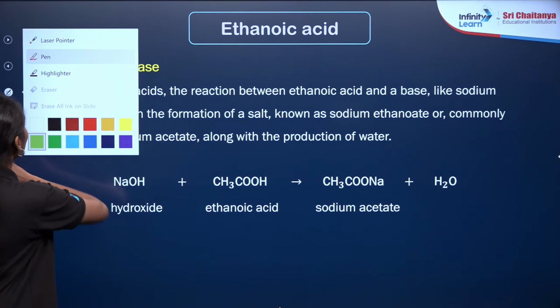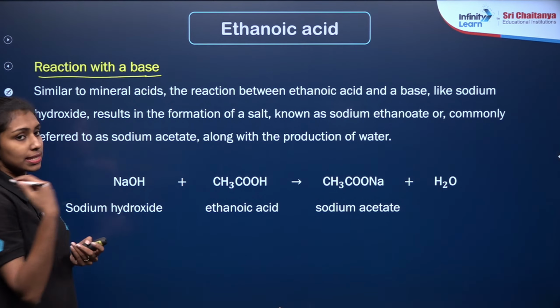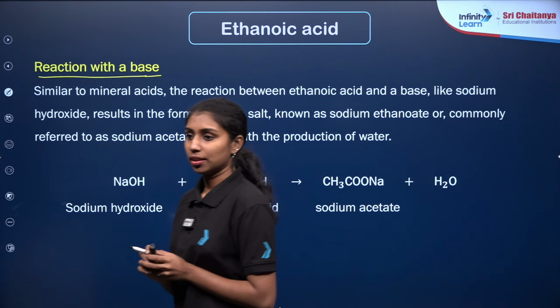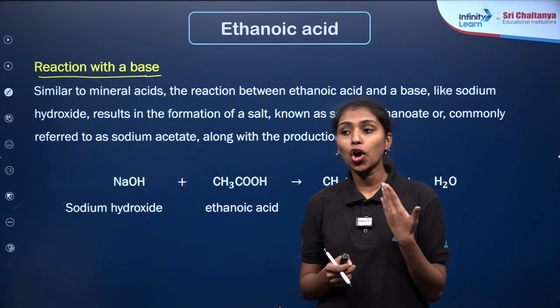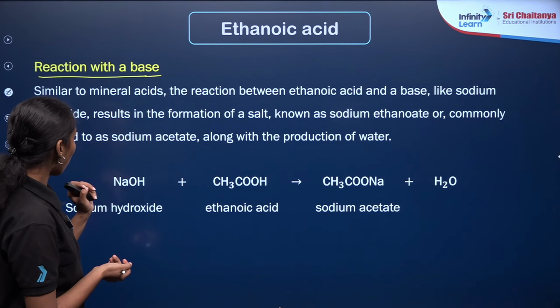Now let us discuss the major important reaction of ethanoic acid with base. So what do you mean by base? We have studied in the second chapter, acids, bases and salts. So what is the capability of bases? It will be giving OH minus ion, right?